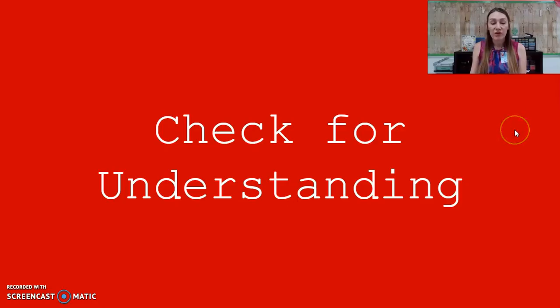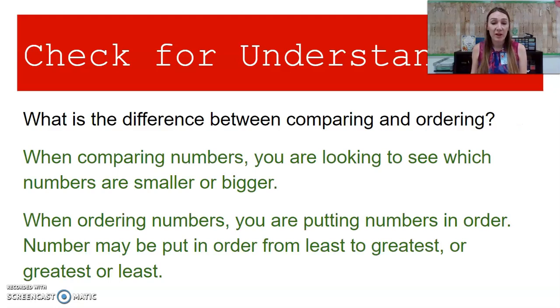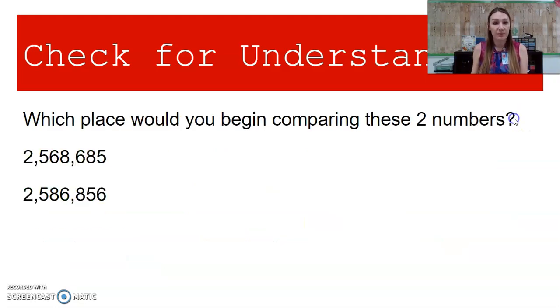All right, let's do a quick check for understanding before we hop into our guided practice. What is the difference between comparing and ordering? Go ahead and pause your video and formulate your answer. When comparing numbers, you are looking to see which numbers are smaller or bigger. When ordering, you are putting numbers in order. Numbers may be put in order from least to greatest or greatest to least.